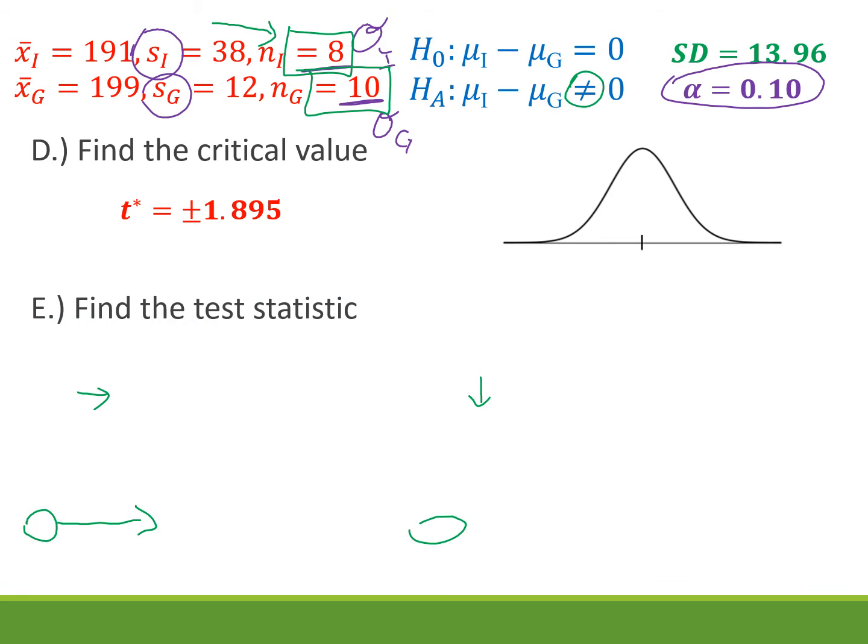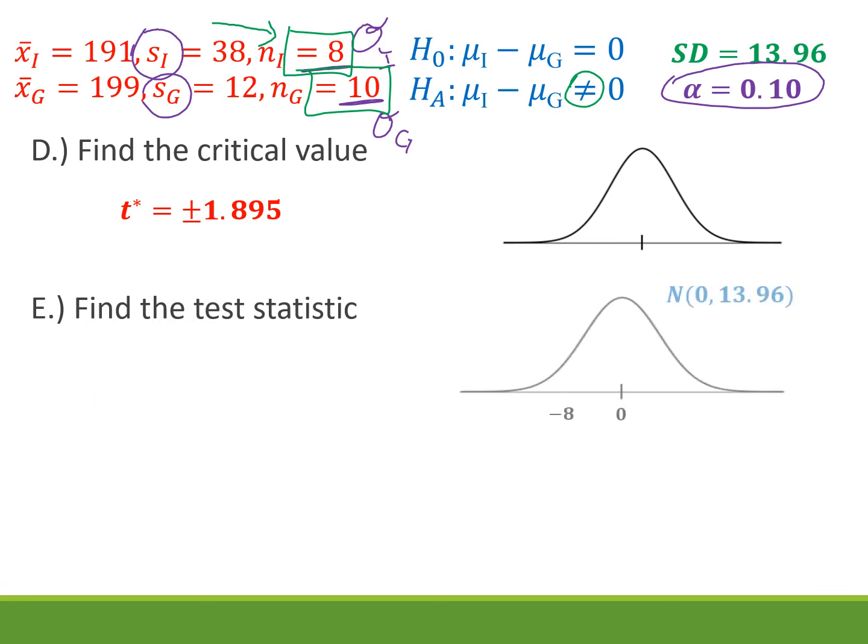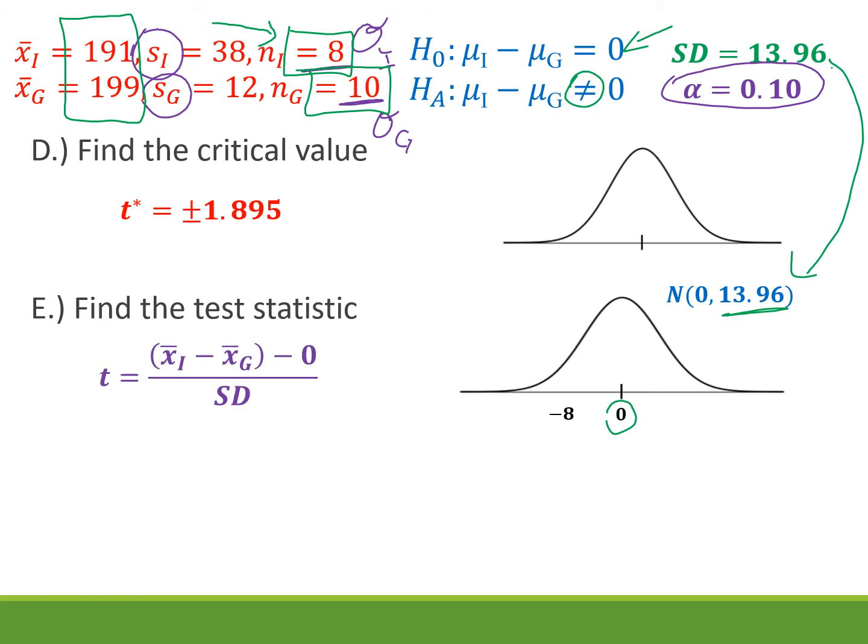From here, we want to find the test statistic. Let me clear out some of this marker here. So the test statistic is based on our null hypothesis, which says there's no difference in between these two, and the standard deviation that we found on the previous slide. In actuality, there's a difference of 8 in between these two averages that we found.